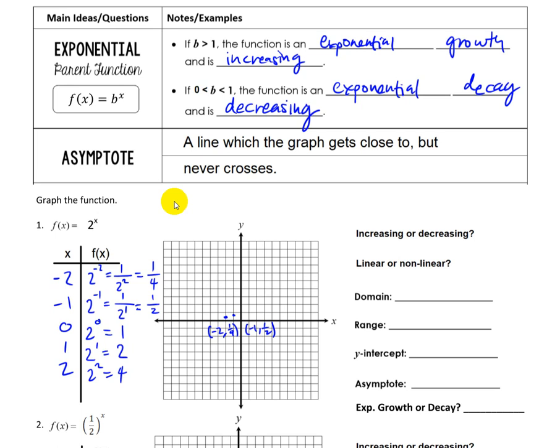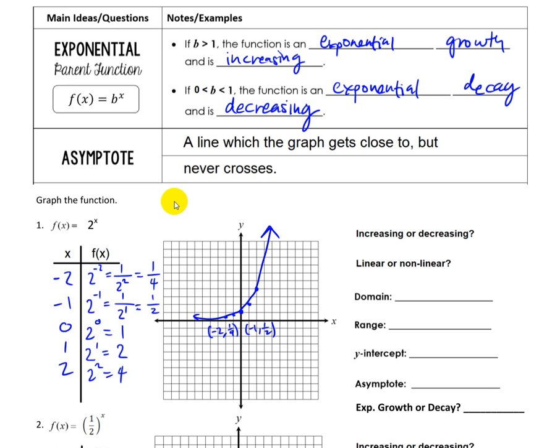Then we have 0 comma 1, it's going to be right there, and then 1 comma 2 is going to be up here, and 2 comma 4 is going to look like this. Okay, so generally what we're creating is this exponential function, so it's going to look something like this. So it's going to just come up, and that's the general shape of what this looks like.